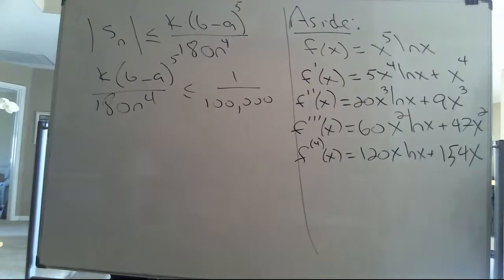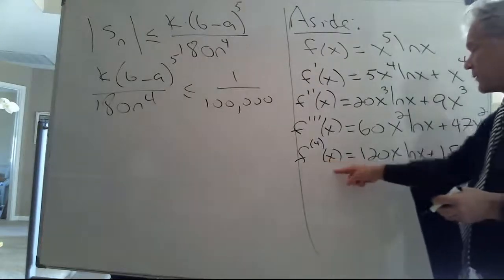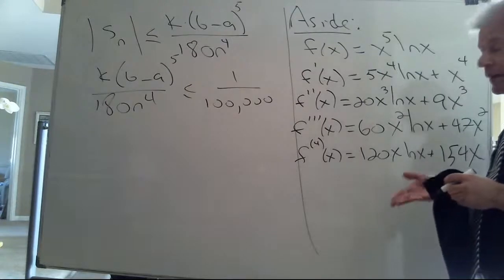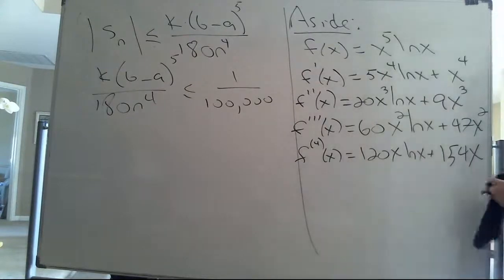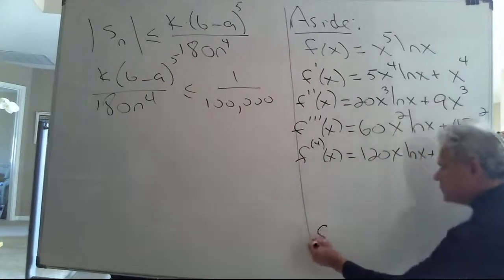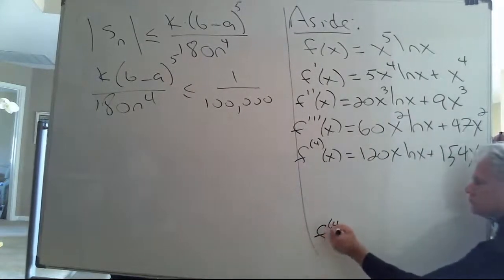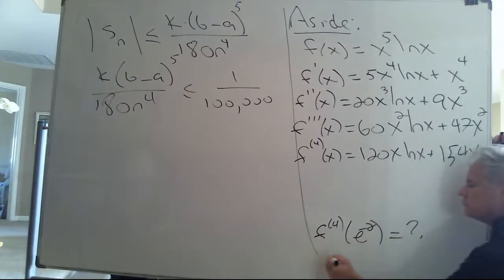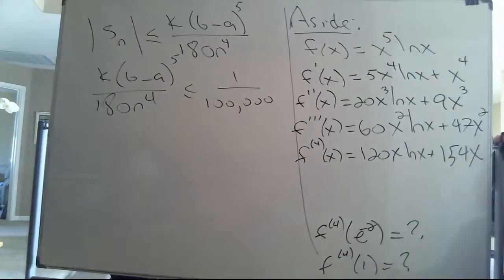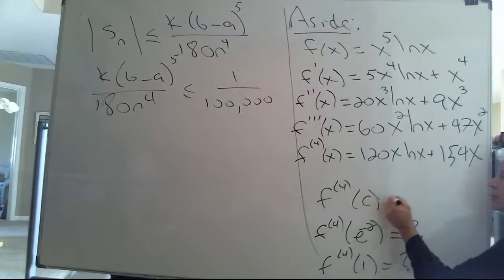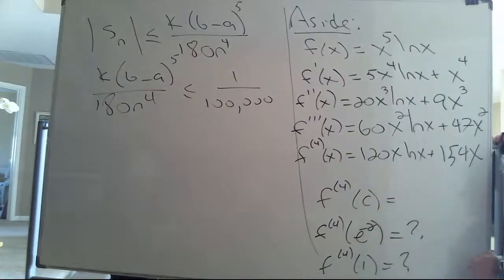Now, if I'm trying to find the absolute max in absolute values of this fourth order derivative function over a closed interval from e to the negative 2 to 1, then I need to evaluate this fourth order derivative function at the endpoints. But also, I need to evaluate it at any critical number c for this fourth order derivative function.